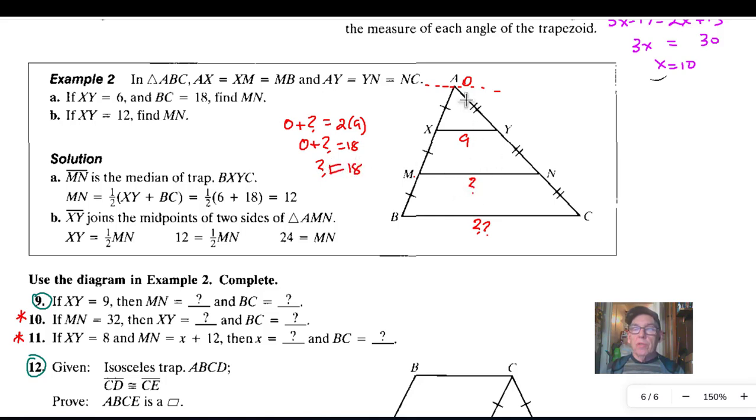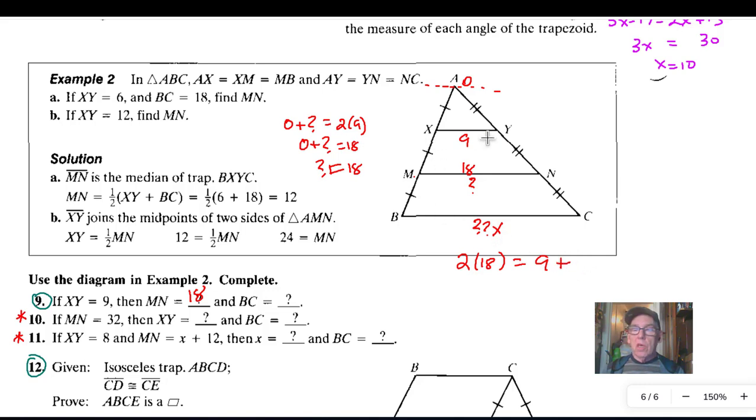So if this is 18, 18 plus 0 divided by 2 does give us 9. So MN is 18. Now, what did we find out? Oh, so what's BC got to be now? So if MN is 18, now we have a 9 and an 18. Using XY and BC, these two bases divided by 2 must have come out to be 18, or twice 18 is equal to 9, and we call this one X. We have twice 18, twice the midsegment or median, is equal to the sum of the two bases.